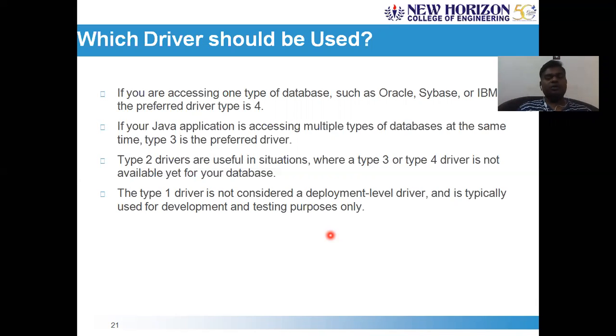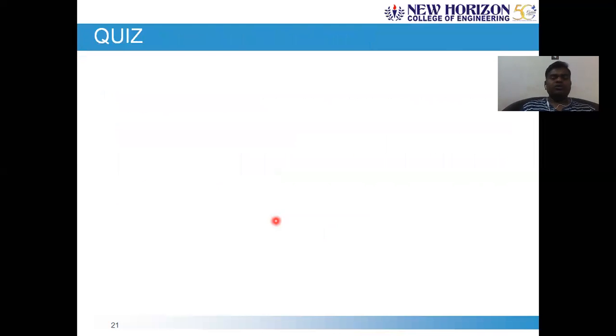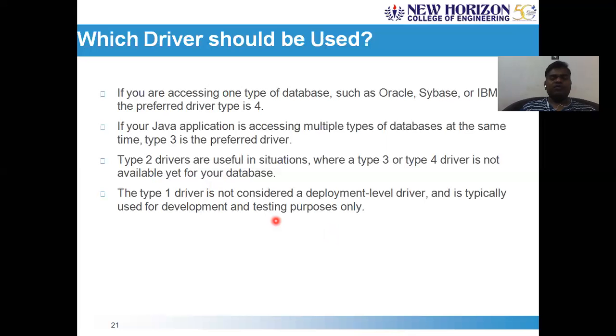Coming to the type 2 driver, it is useful in situations where type 3 and type 4 drivers don't work or are not available in the market for the specific database that you use for storing your data. The type 1 driver is not at all recommended; nowadays it is a very old and almost obsolete concept for the JDBC process. So these are the types of drivers: type 1, type 2, type 3, type 4.